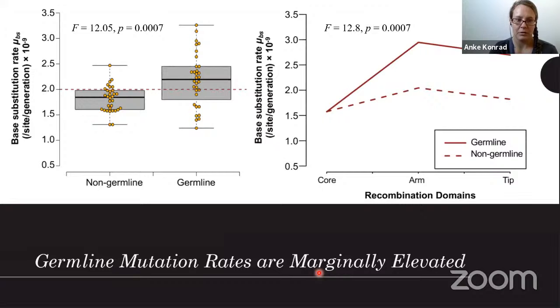In addition to that, we also saw a slight difference between non-germline and germline genes, in which case the germline genes on average had slightly higher base substitution rates. But there is a significant interaction between the recombinational domain and the germline genes or non-germline genes.